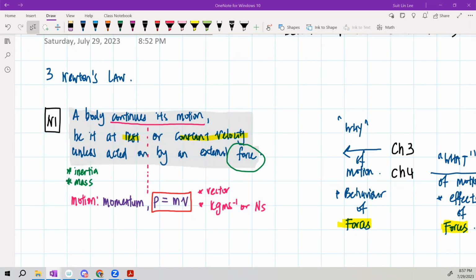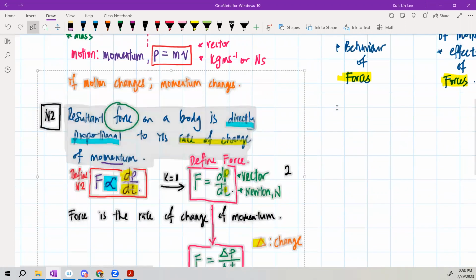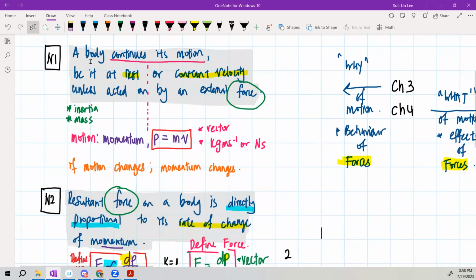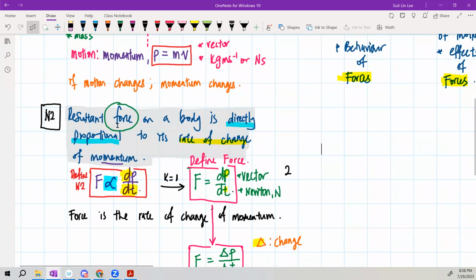Now, the second law tells us that, technically speaking, motion will change when there is an external force. So, number 1, if motion changes, momentum will change. So first law says that object will continue the way it's moving unless acted on by an external force. So now this tells me if the motion changes, it means the momentum will change. It means that there is a resultant force. So this resultant force, from Newton's second law, says that this force is directly proportional to the rate of change of momentum.